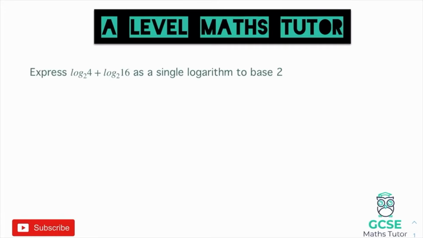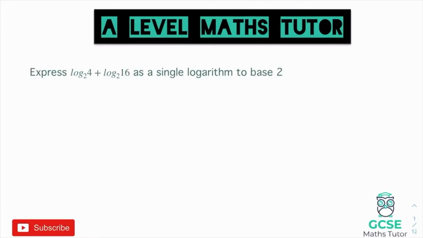So this question says express log base 2 of 4 plus log base 2 of 16 as a single logarithm to base 2. And a lot of these links come to our basic understanding of our laws of indices. If I talk about this logically, and it will require you to understand what we went over in part 1, if we look at log base 2 of 4, and we actually calculate that, that means what power of 2 gives us the answer 4.